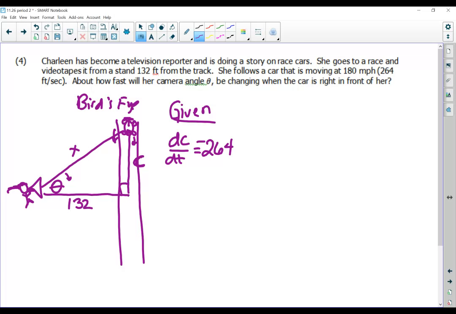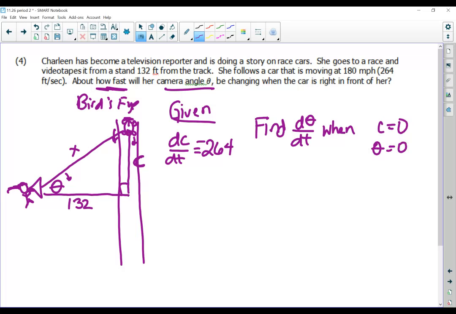Okay, and then let's see. We're trying to find the rate of her angle, when the car is right in front of her. So I can say when C equals 0, or when theta equals 0. I can put it in terms of the car or in terms of the angle. It doesn't matter. But that's kind of the situation we have here.